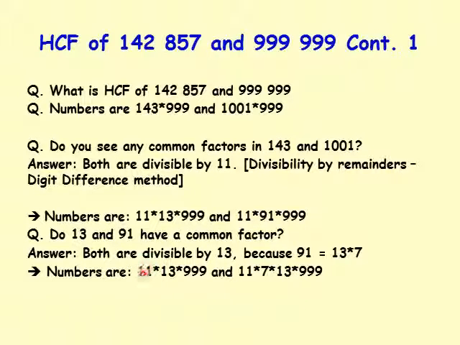So we have an 11. The first number is 11 times 13 times 999. The second number is 11 times 7 times 13 times 999. Do you see any common factors here? 11 is a common factor, 13 is a common factor, and 999 is a common factor. 11 is here, 13 is also here, 999 is also here.